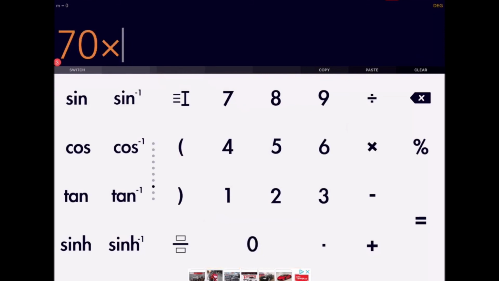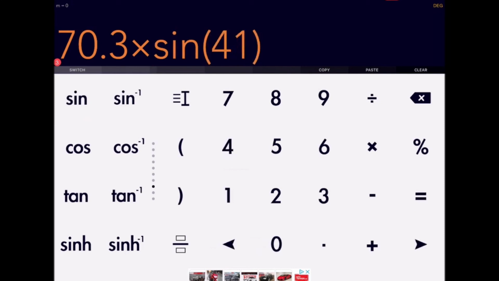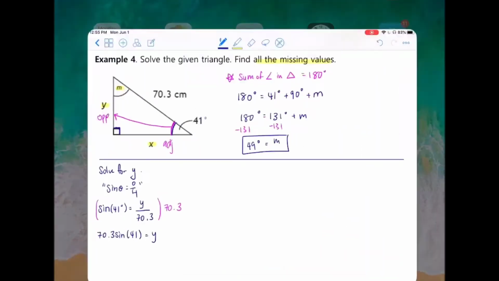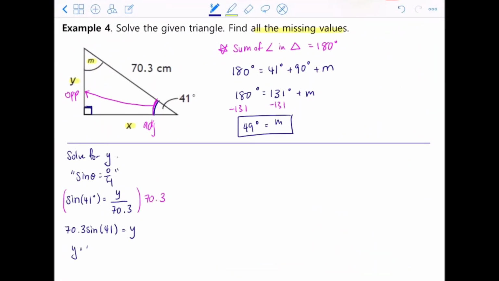70.3 times sine of 41 equals 46.12. 46.12 centimeters, oops, centimeter, don't forget the unit. If it's given to you, you have to use a unit. So we solved for y, and now our missing value would be x. So let's solve for x.